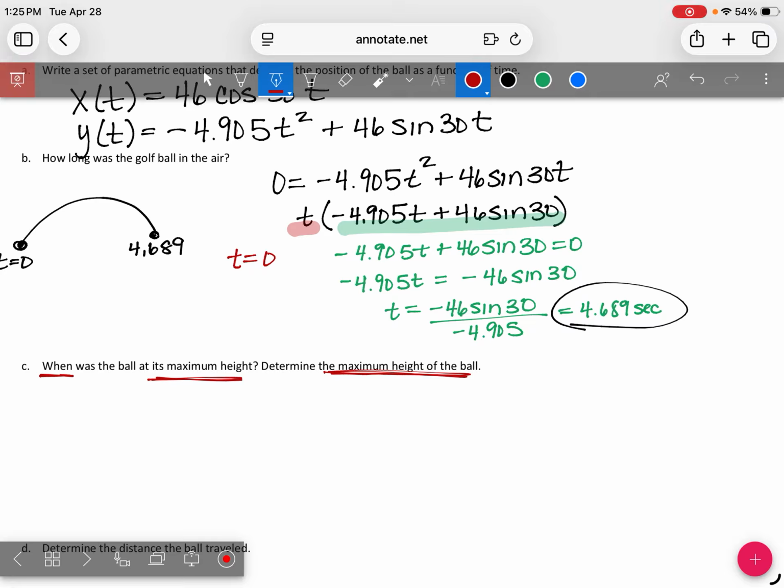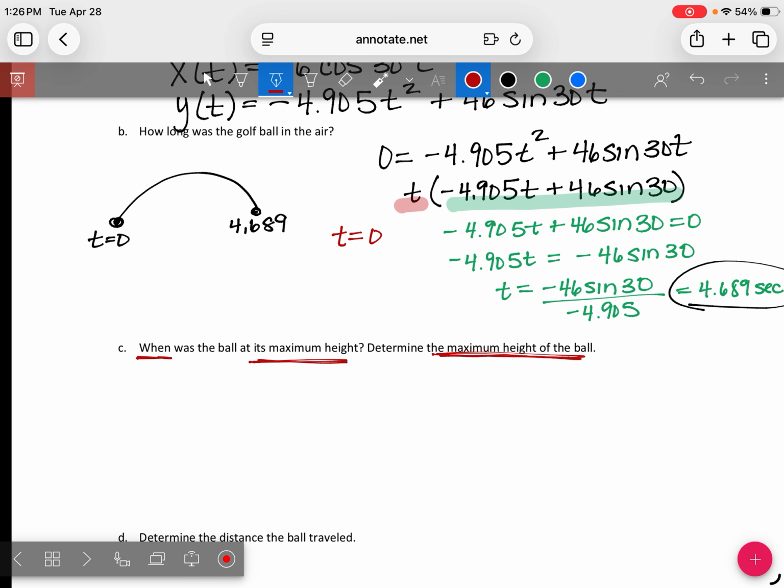The middle. Did somebody say middle? So if I want to know what the time was halfway, how am I going to find the time in the middle? What am I going to do with that 4.689? Divided by 2. Wow, look at you guys. I know you can do it. So the highest point is right here, which is halfway through. So at t equals 4.689 divided by 2, that tells me when it was the highest.